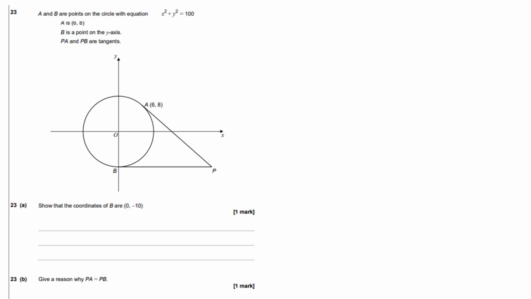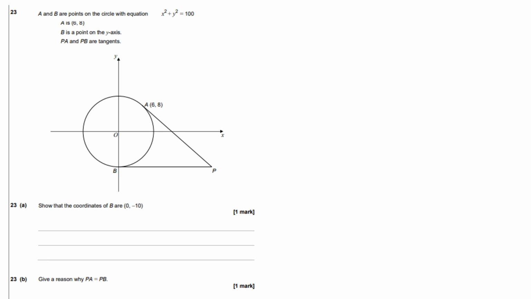Okay, so we've got question 23, which is the final question on this paper. Once you finish this question as well, then you will see how you can get full marks from the paper and get 80 out of 80. A and B are points on the circle with equation x squared plus y squared equals 100. A is a point, you've got 6, 8, x is 6, y is 8. B is a point on the y-axis. PA and PB are tangents.